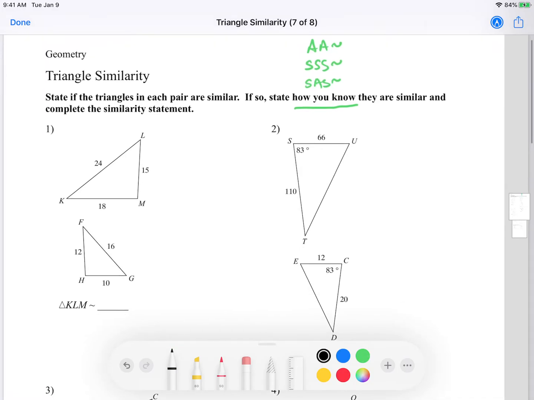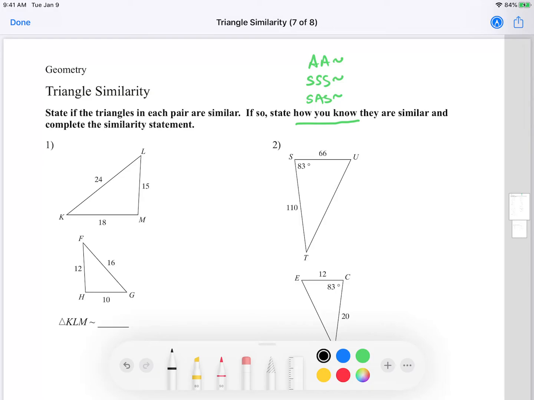So let's do number 1. Okay? Are these triangles in fact similar? Give me a thumbs up if you think yes. Give me a thumbs down if you think no.